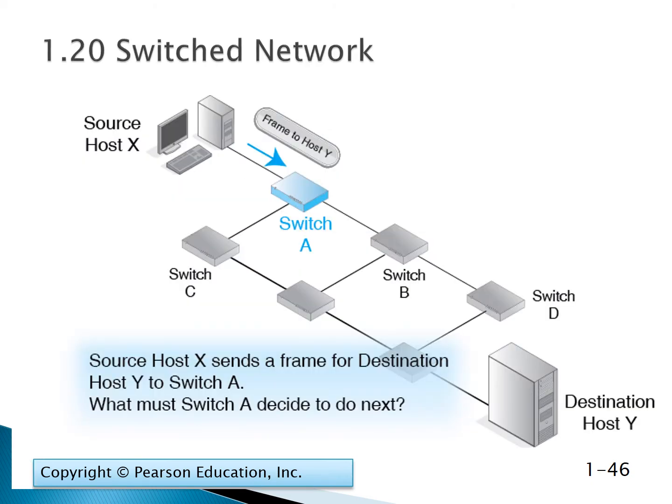Many networks are what we call switched networks. That means there are many network devices called switches that help the functioning of these networks. So for example, source host X wants to send a message to destination host Y. First it will send a message to the switch that it is connected to, switch A. Then what must switch A decide to do next? It has to decide whether to forward the message to B or C.